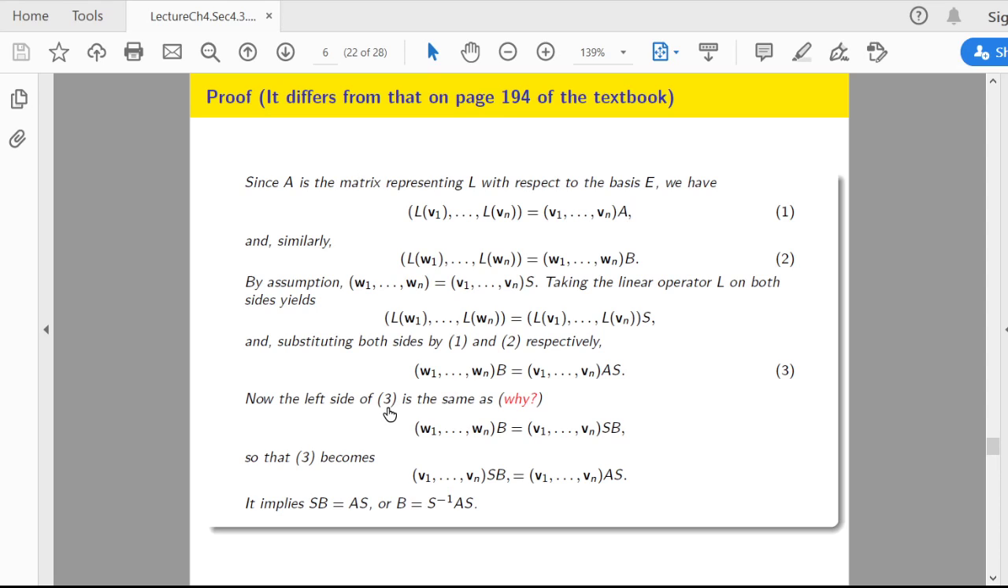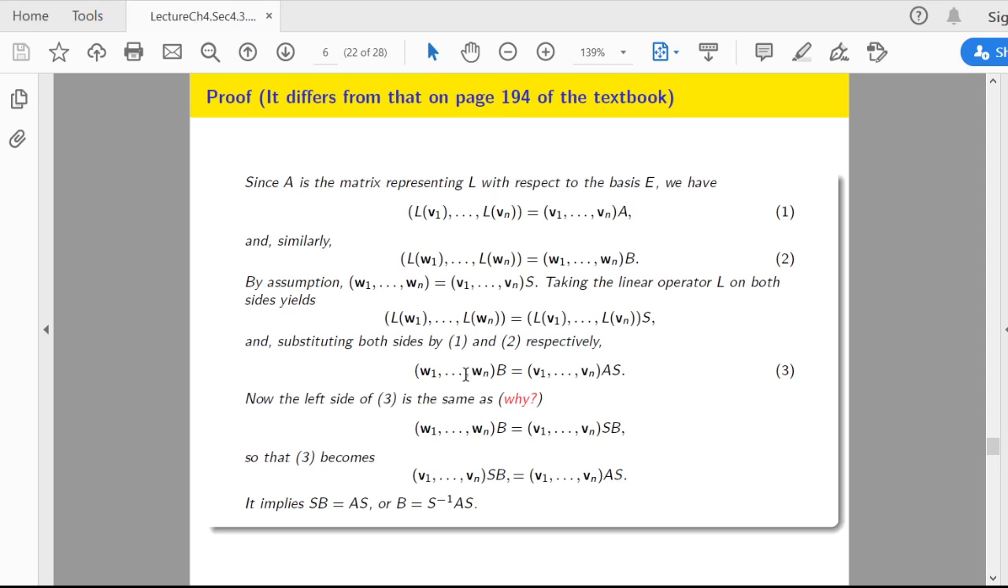Now the left side of 3 is the same as V1, V2 to Vn times S times B. Why? Because we had the assumption, we said S is the transition matrix, so actually this is the assumption.